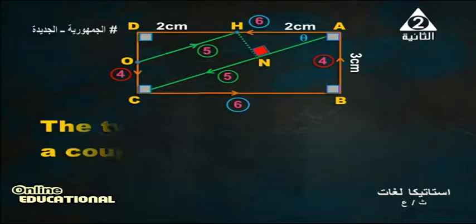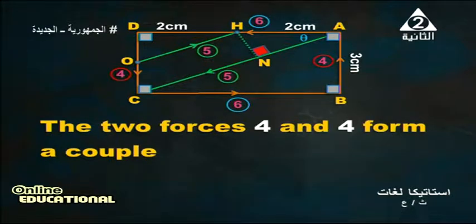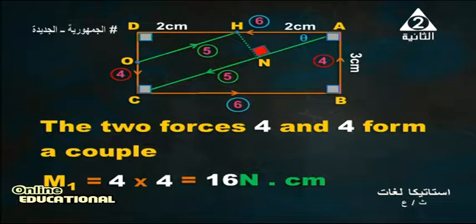Look, my dear student, the first 2 forces, 4 and 4, form a couple. What is the moment? The first moment of the 2 forces equals 4 times 4. The first 4 represents the force, the second 4 represents the distance, equals 16 Newton centimeter. Remember, the direction of this couple is positive, anticlockwise. And also remember, the unit of the couple equals the unit of the force times the unit of the distance, Newton centimeter.